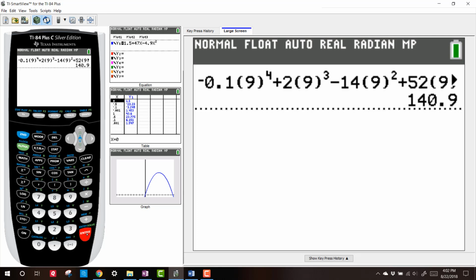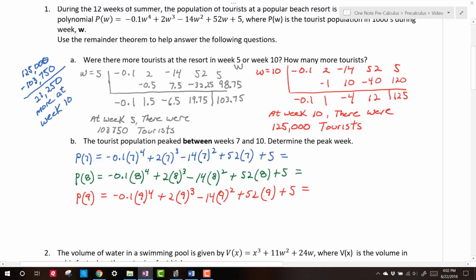So I'm going to go back for a second, and I'll come back and show you how to do this. So this would be 140.9, which is equivalent to, maybe we should put equivalent, okay, which implies 140, move the decimal 3 spots. That's once, twice, 3 times. So 140,900 tourists.